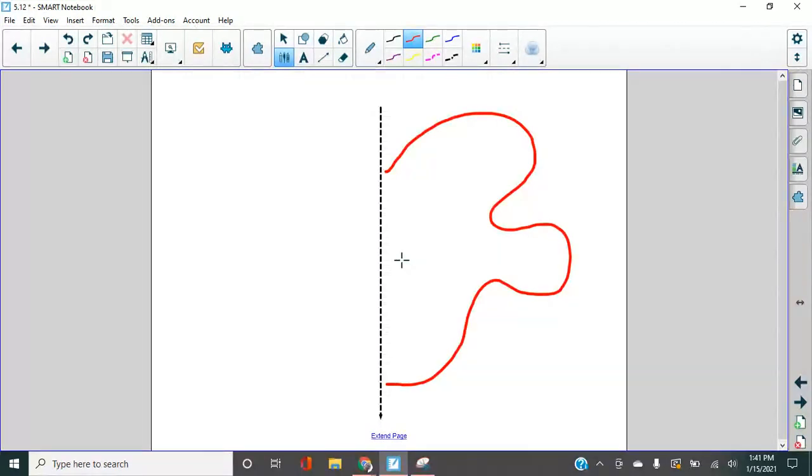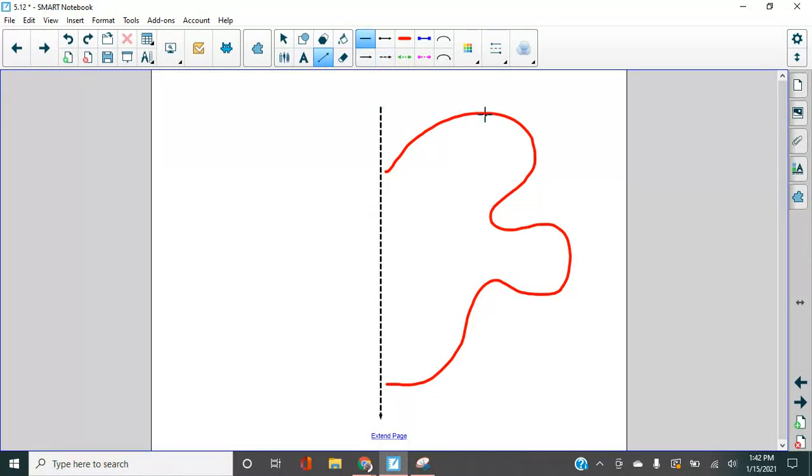Now, in order to figure this out, because if we just guess over here, like, oh, nope, that's not going to work, right? That's not symmetrical. So one thing that we can do to help is to look at distances from what we drew to the line of symmetry. Let's go with a solid line here.